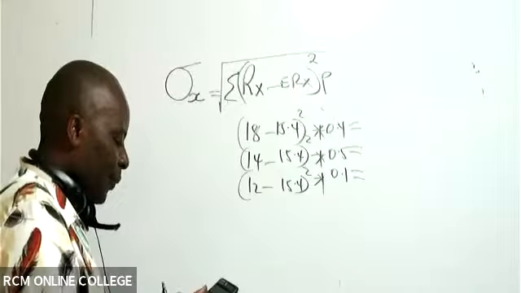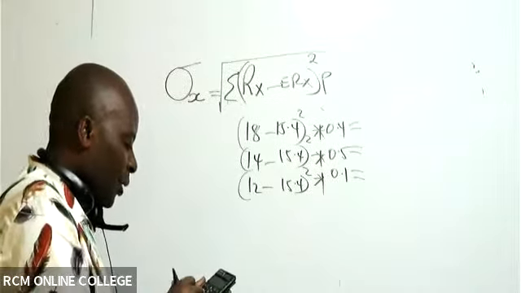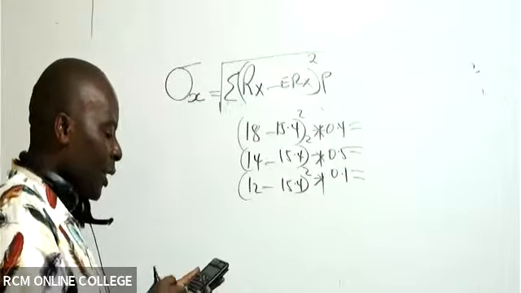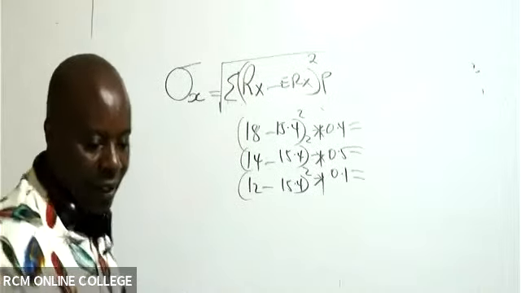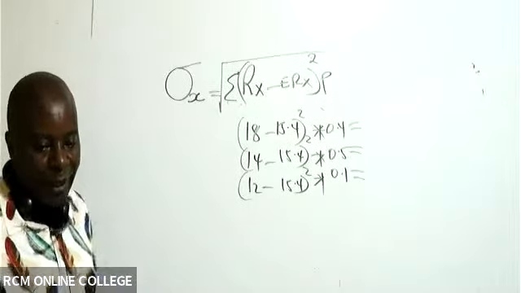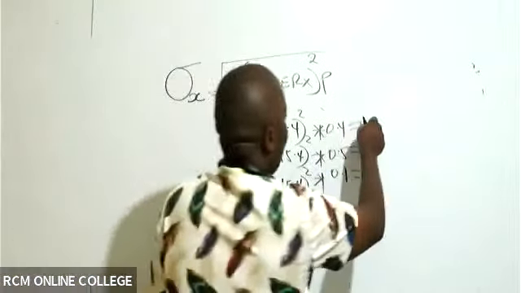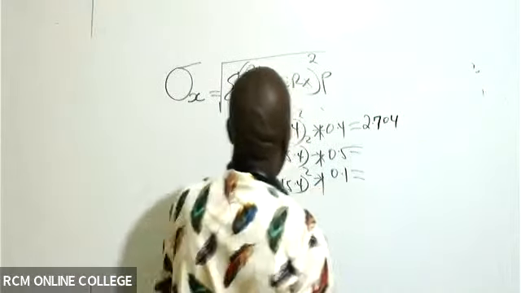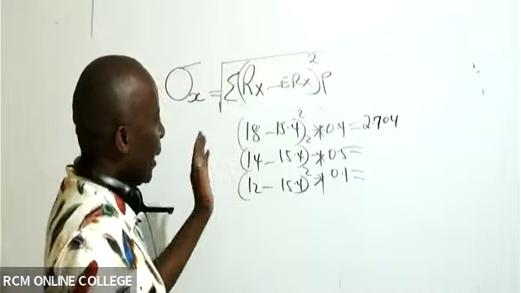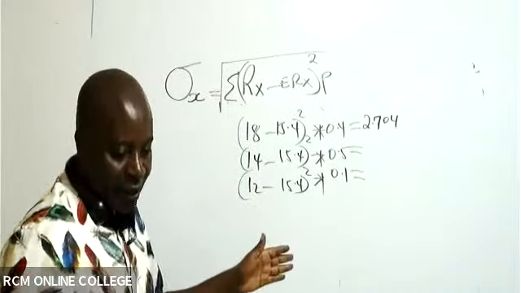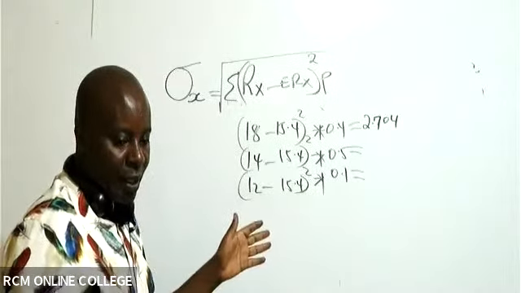Minus, plus, squared, times 0.4. So what are we getting, ladies and gentlemen, here? The first one. What are we getting for the first one? 2.704. The first one. As you say, open brackets, 18 minus 15.4 squared times 0.4. Give me an answer.